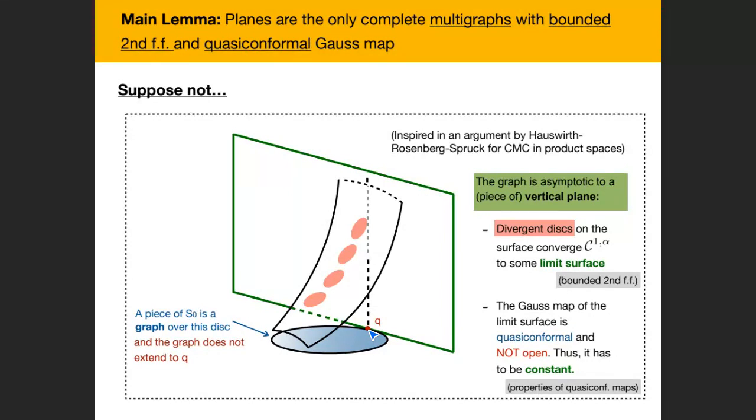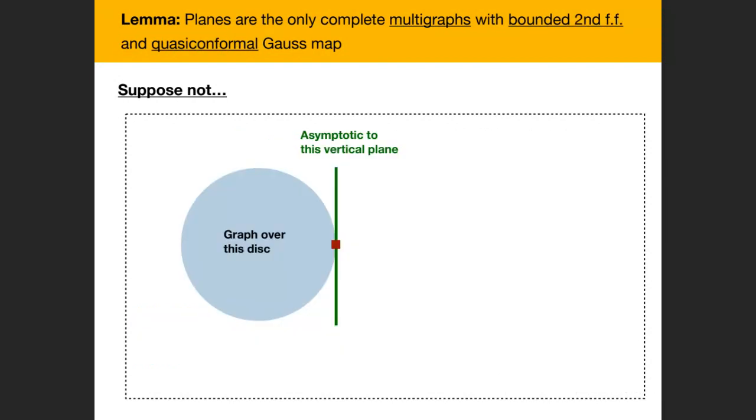And if a quasi-conformal map is not open, then it has to be constant. So the limit surface has constant Gauss map. This means that the limit surface is a plane, okay?